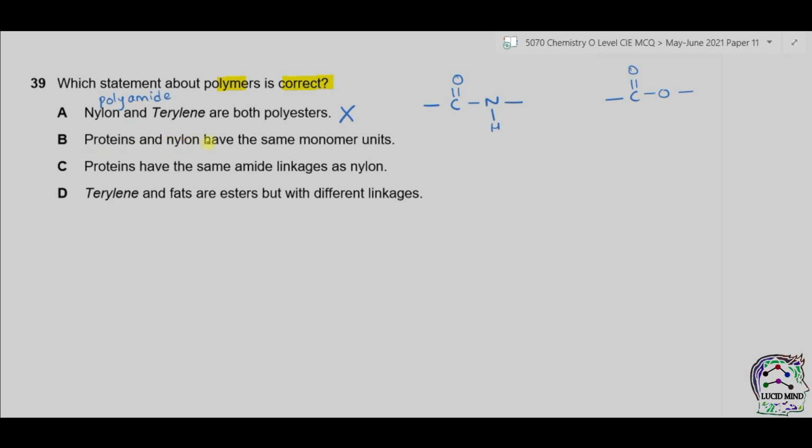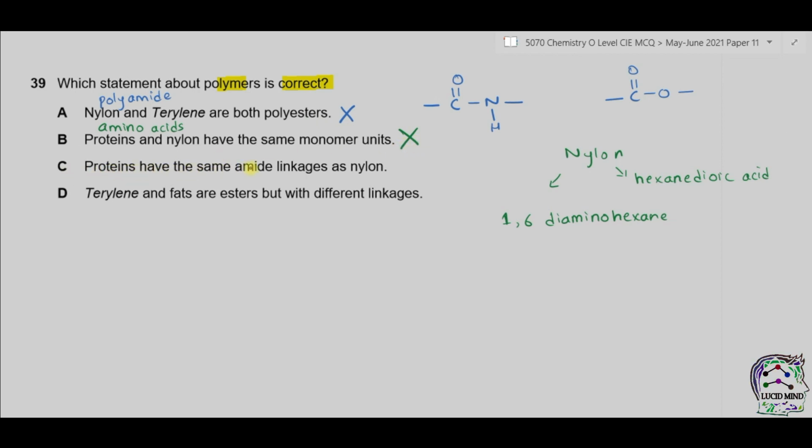Part B. Proteins and nylon have the same monomer units. Now proteins are made up of amino acids, while nylon can be formed from 1,6-diaminohexane and hexanedioic acid. So the monomers are different for proteins and nylon. This is incorrect.